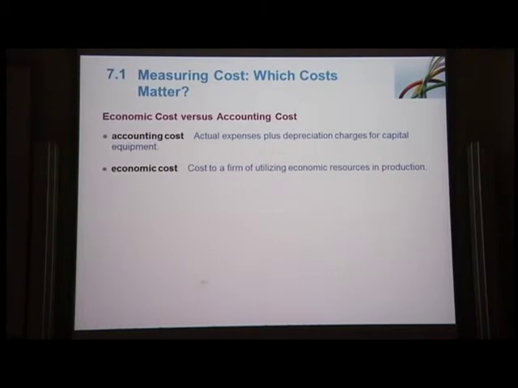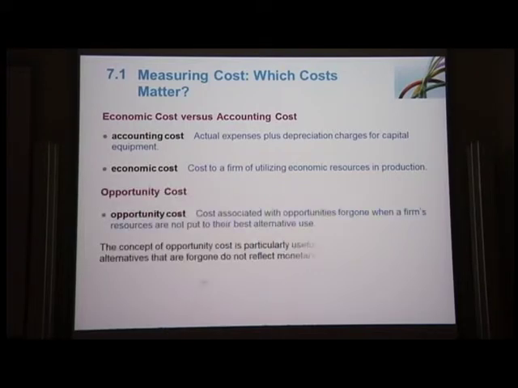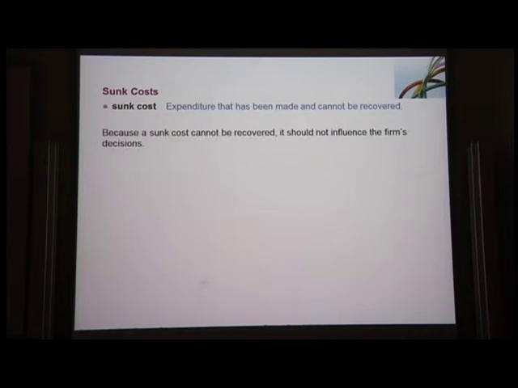So basically the first part is just, what cost is there in production, and we know this from the first year. Economists talk about economic cost, and when economists talk about economic cost, they refer to opportunity cost. So just take note of that, what opportunity cost is, the cost associated with opportunities foregone when a firm's resources are not put to their best alternative use. So just take note of this information from last year, but I won't test you again on it.